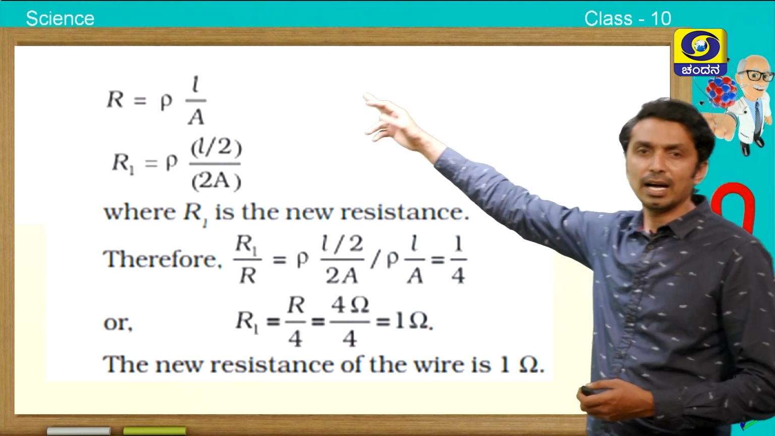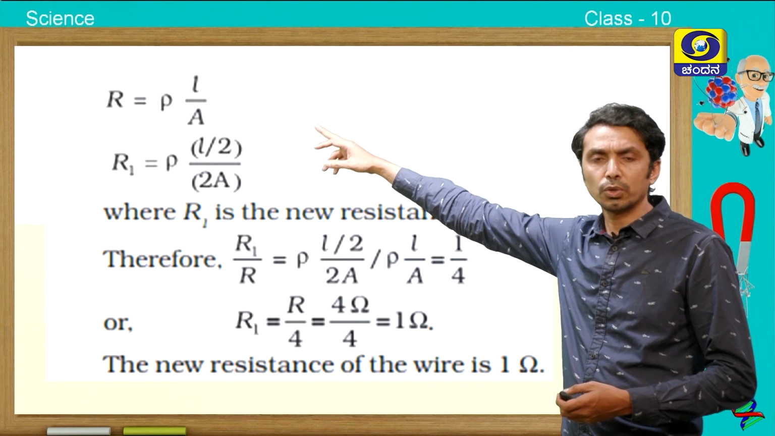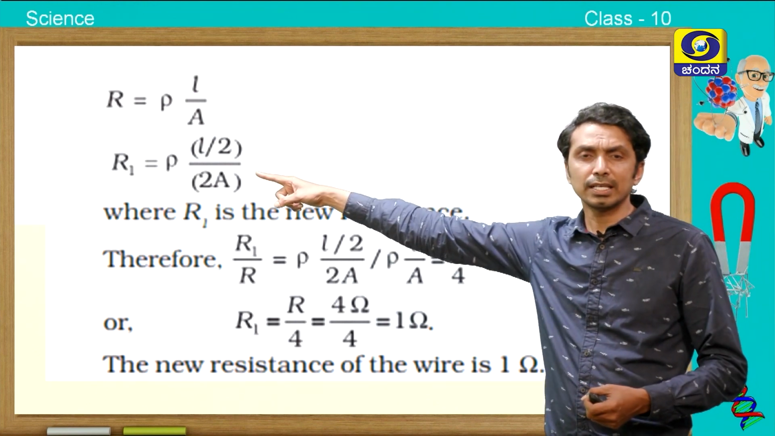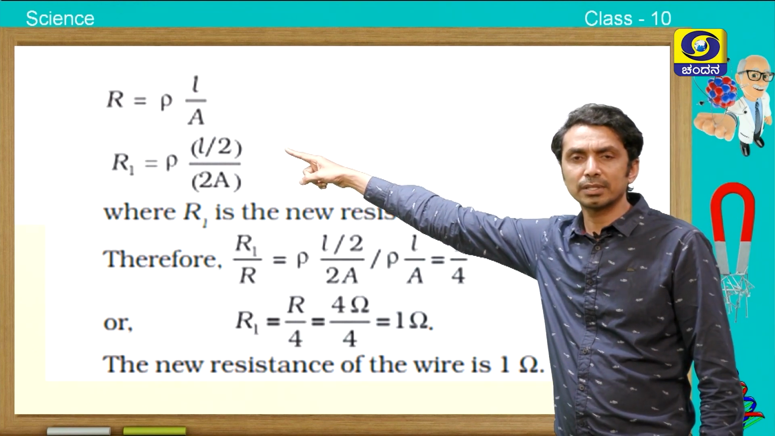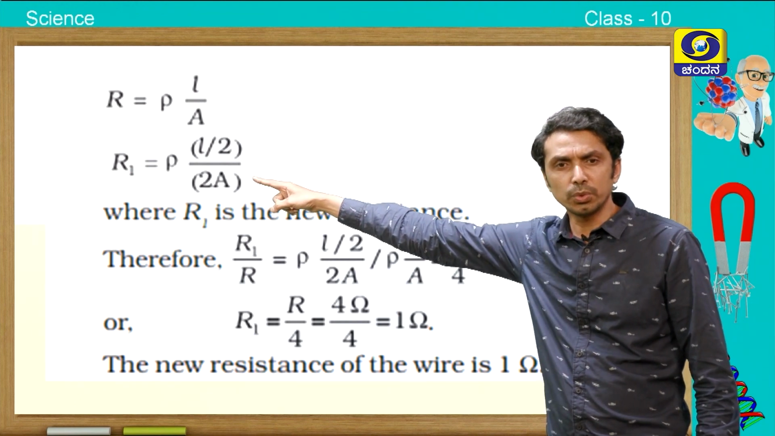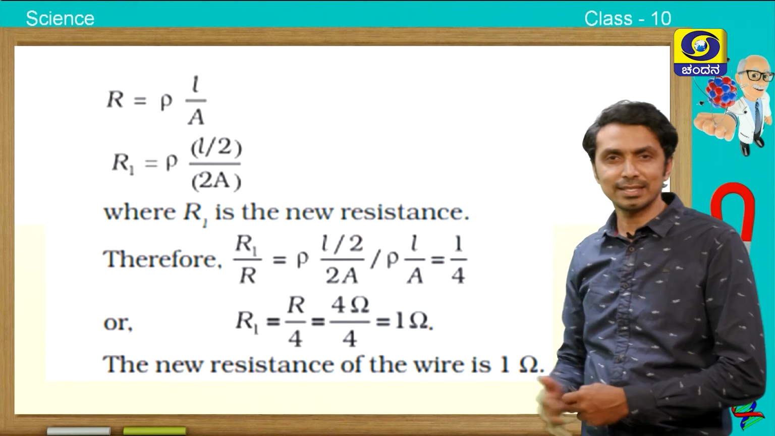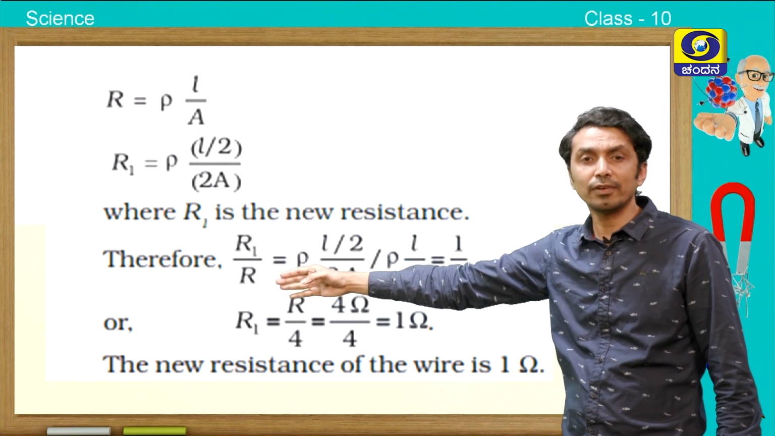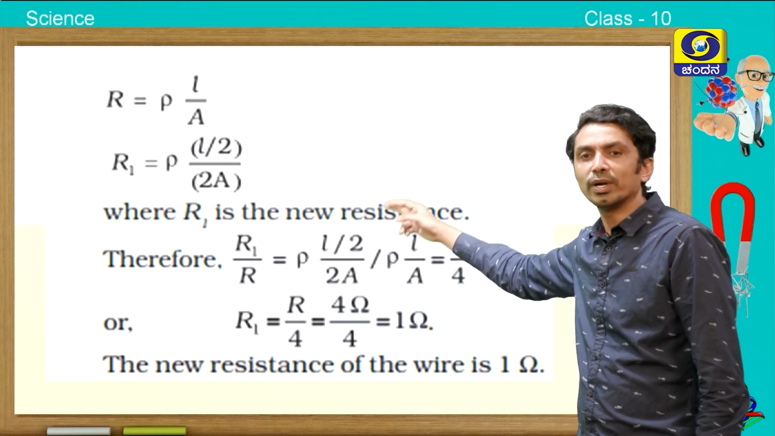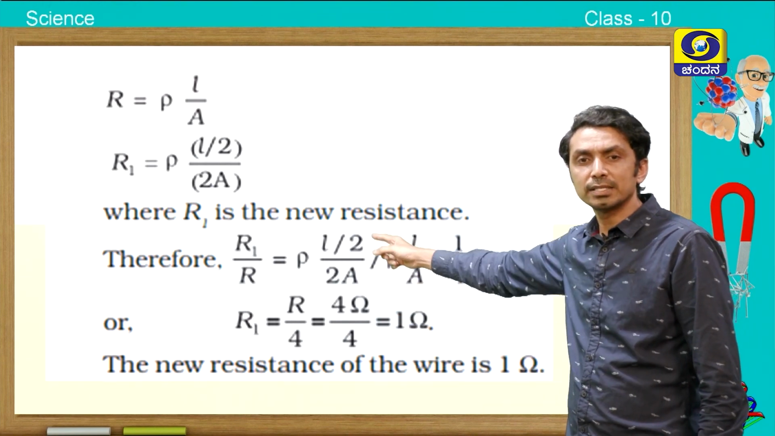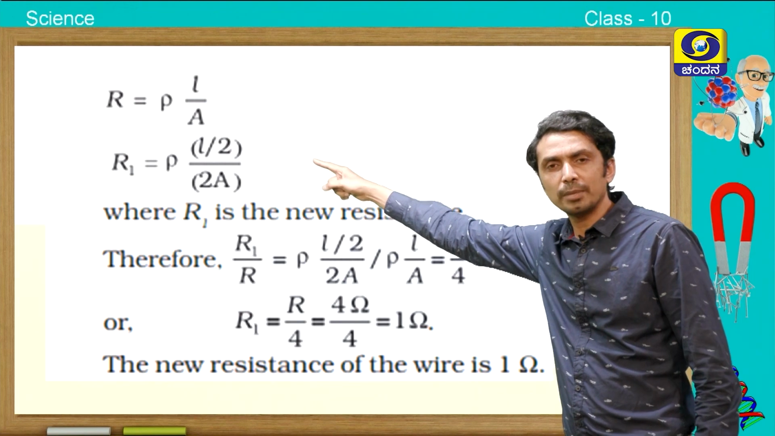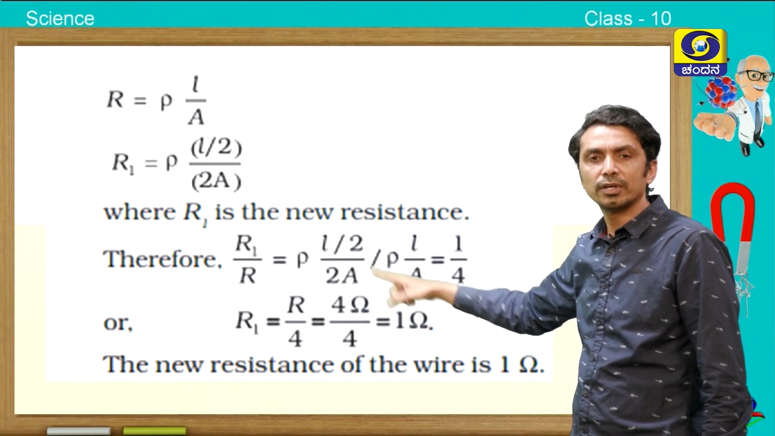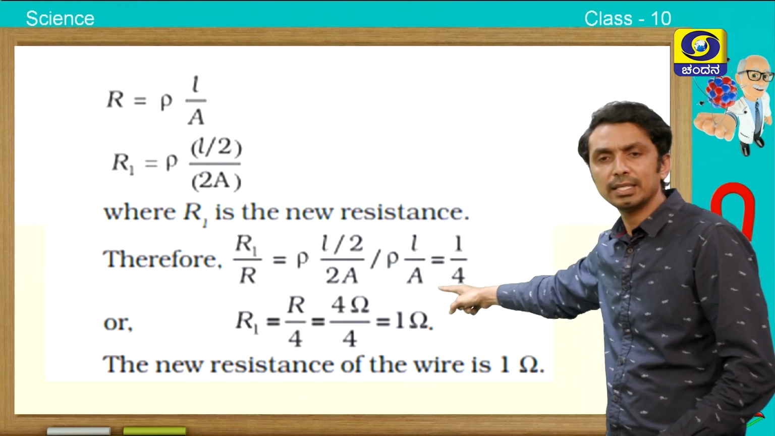Look here children, R is the resistance that we are finding now. Rho L by A is the equation for resistance, and R1 is a new resistance where we have changed the length to L by 2 and area of cross section to 2A. So R1 is the new resistance. Now shall we put the values? R1 by R is equal to rho L by 2 by 2A. That means here we have noted down R1 value rho L by 2 by 2A, and below that we have noted down the value of the R, that is rho L by A.